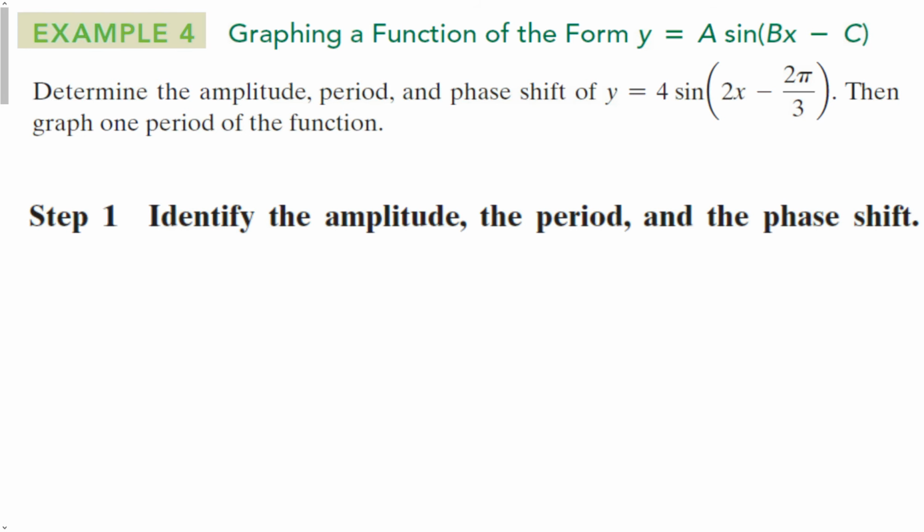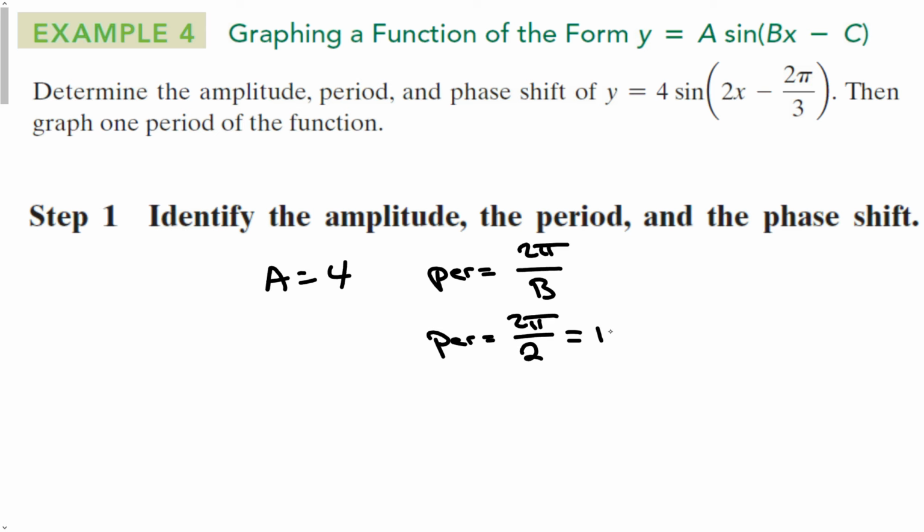Let's try this. Okay, now here's what I was talking about for phase shift, and you have to be very, very careful with this. Amplitude is 4. Period is 2 pi divided by b. So my period is 2 pi over 2, which is pi. Quarter period will be pi over 4. Phase shift.